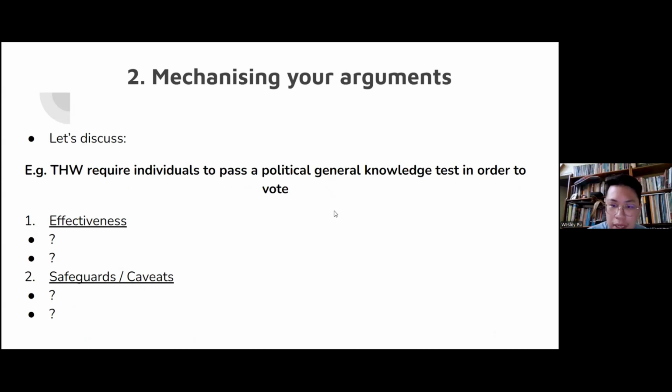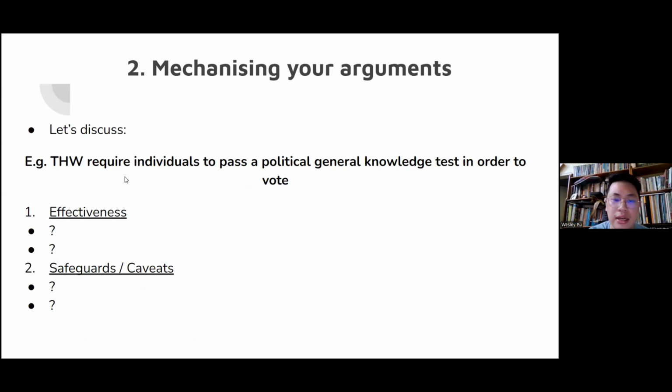We can come back to this a bit later. Very quickly, it's "This house requires individuals to pass a political general knowledge test in order to vote." What you're doing in effectiveness is telling them how a political general knowledge test is probably going to be carried out and who can take this test. That's under effectiveness. We'll talk about analysis later if I have time.